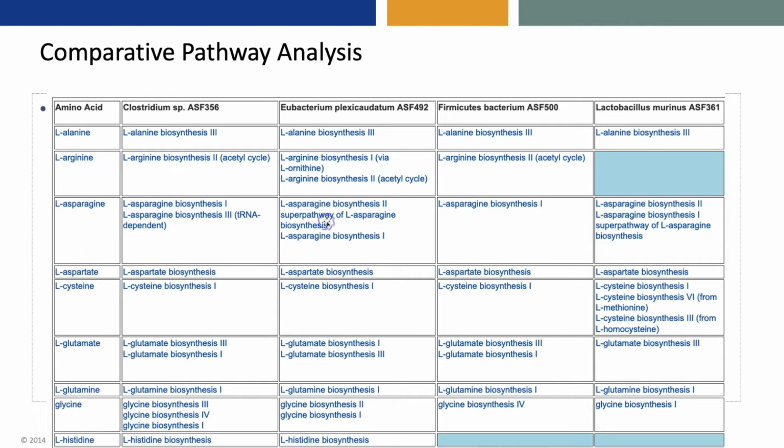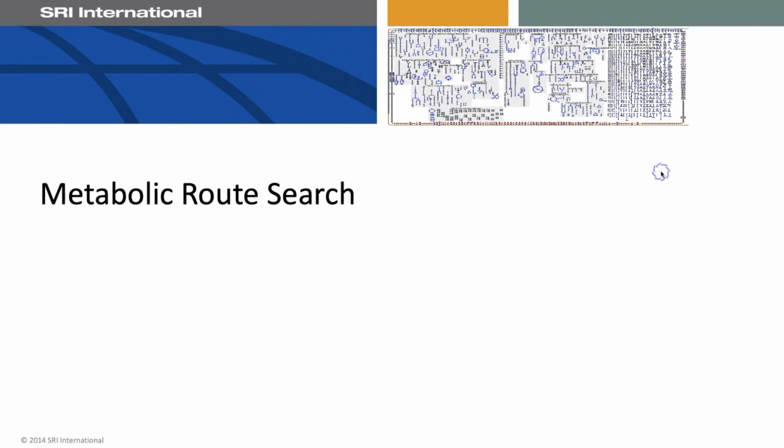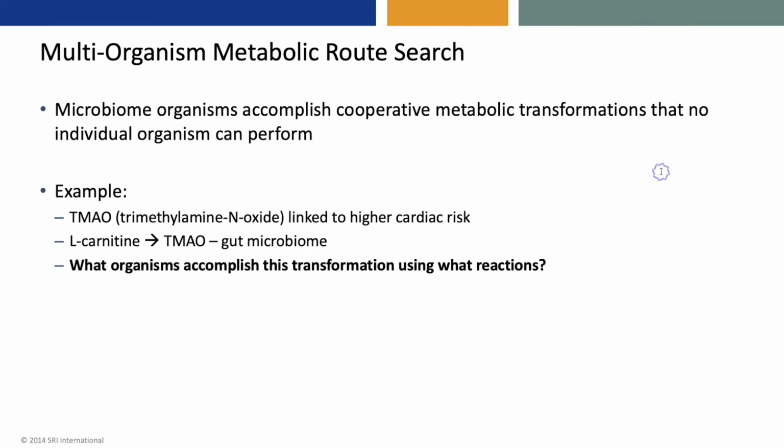We actually have a whole suite of comparative analysis tools, which I don't have time to talk about, but this one shows for each amino acid the pathway or pathways that synthesize that amino acid in each of, in this case, only 4 organisms that fit on the slide, but we can see, for example, that this organism lacks arginine biosynthesis.